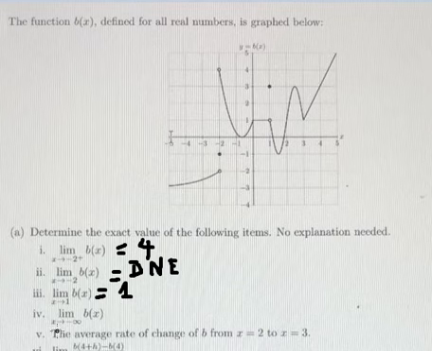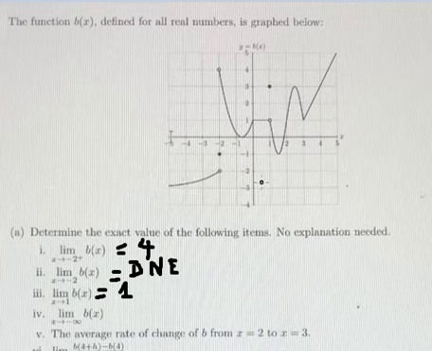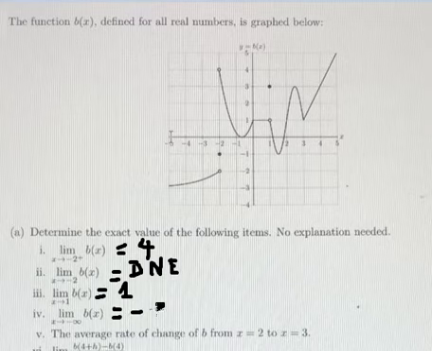The next one, x approaches negative infinity. This one will go to negative infinity. We can see that the graph will go like this, and that is about negative 3. So the value of this one equals negative 3.